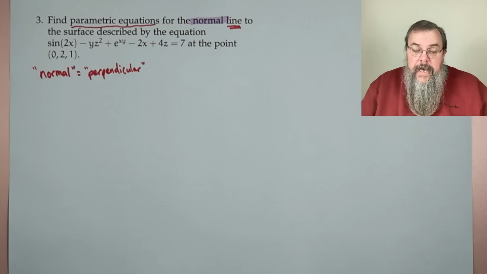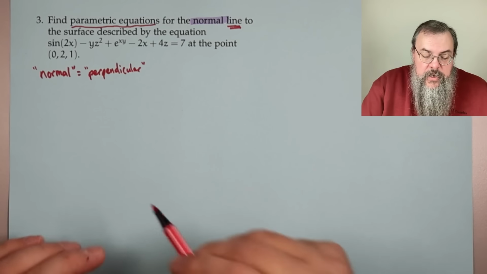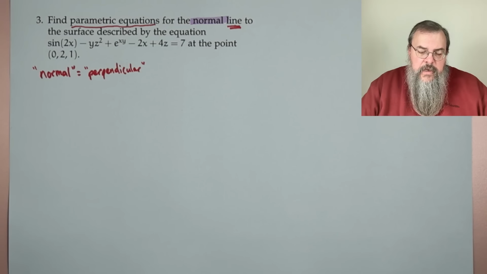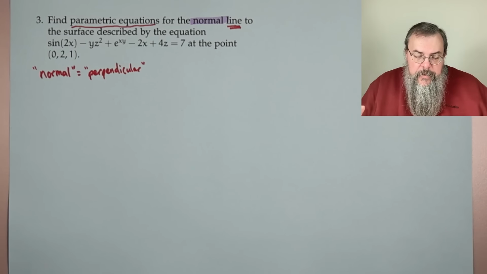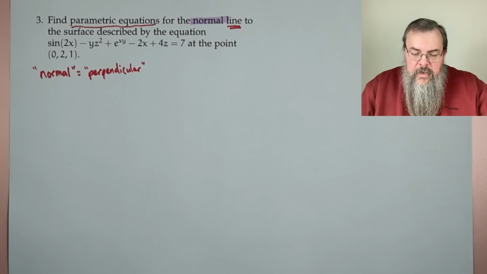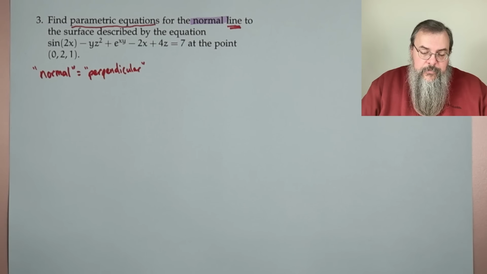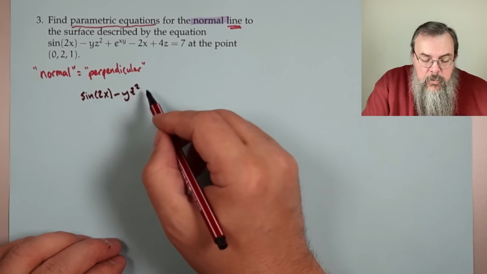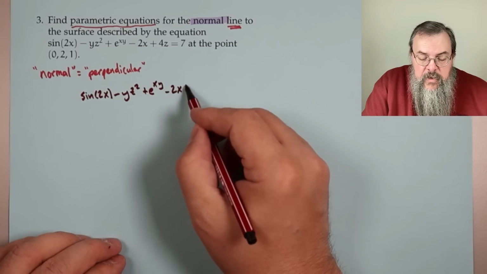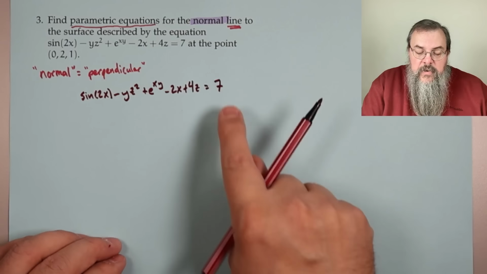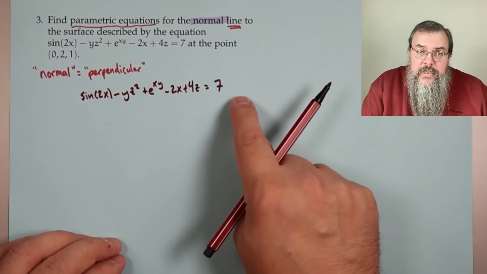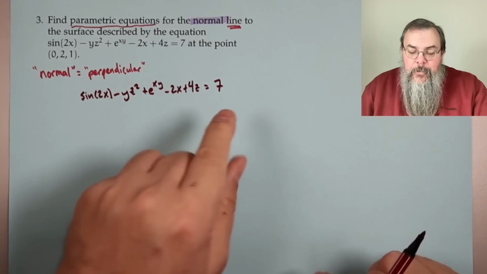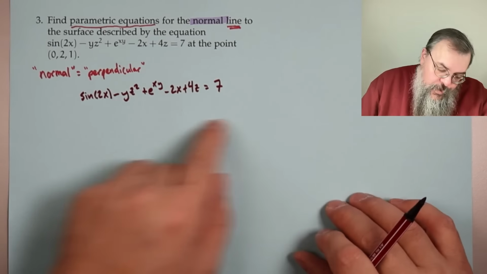Okay, so what's going to happen? Well, right now we can think of this as an implicit surface because we don't have z as a function of x and y. Rather, we have this sort of crazy thing where all the variables are jumbled up together. And that's okay. We can handle this. And in particular, we're in a good situation. If you look at what you have, sine 2x minus yz squared plus e to the xy minus 2x plus 4z equals 7, all the variables are on one side, and on the other side is a number. No variables over here. That's what you want. If there were a variable over here, what would you do? Move it to the other side.